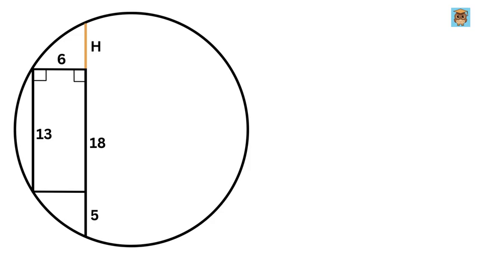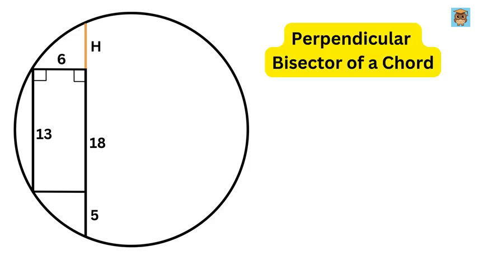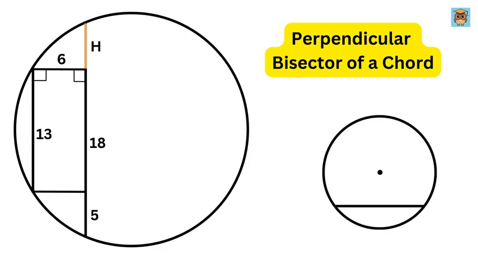Now, there is a theorem called the perpendicular bisector of a chord theorem which states that a line drawn from the center of a circle to a chord which is perpendicular to the chord will always bisect it or cut the chord into 2 equal halves. So let us draw this perpendicular bisector line from the center of this circle. Using the theorem, both of them will be 13 over 2.